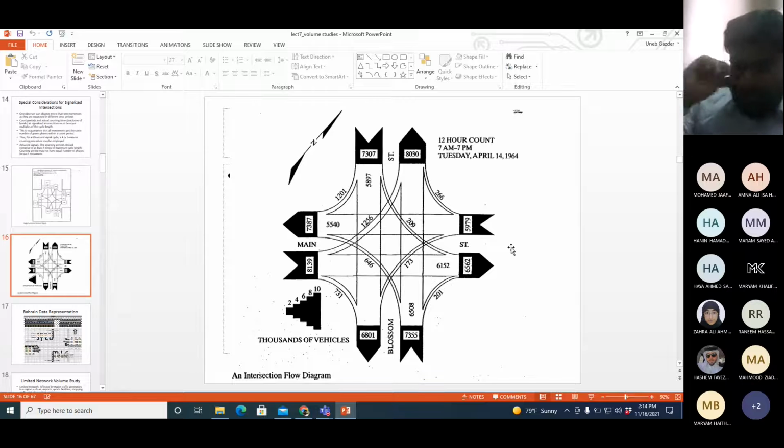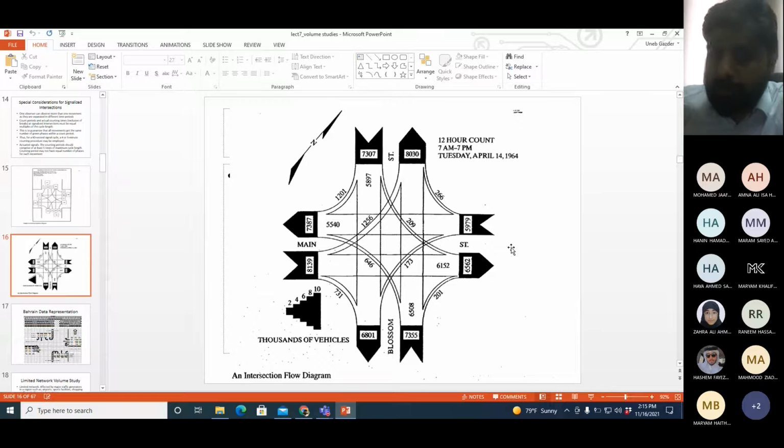So the numbers on the line are showing the volume for each movement, and the numbers in the arrow head and tail are the total for each side. Okay, and the lines are showing the direction of the movement. Another important thing about this diagram is the size of the arrow head and tail. All arrow heads and tails are not of the same size. By size I mean the width. Okay, their width varies according to the volume.